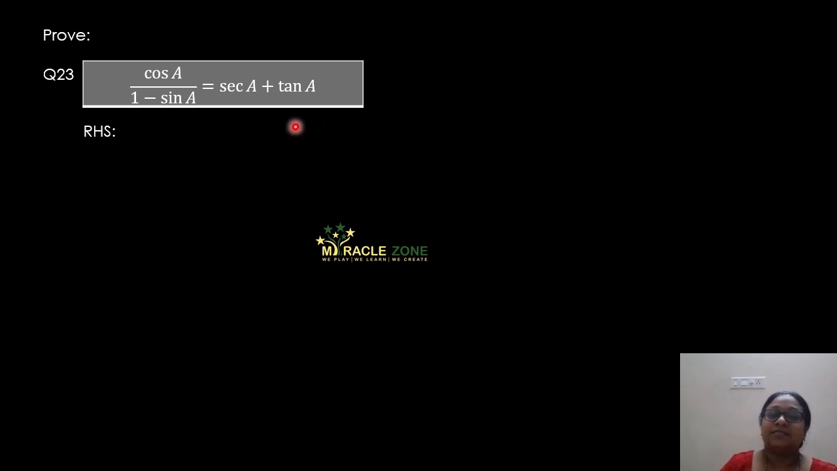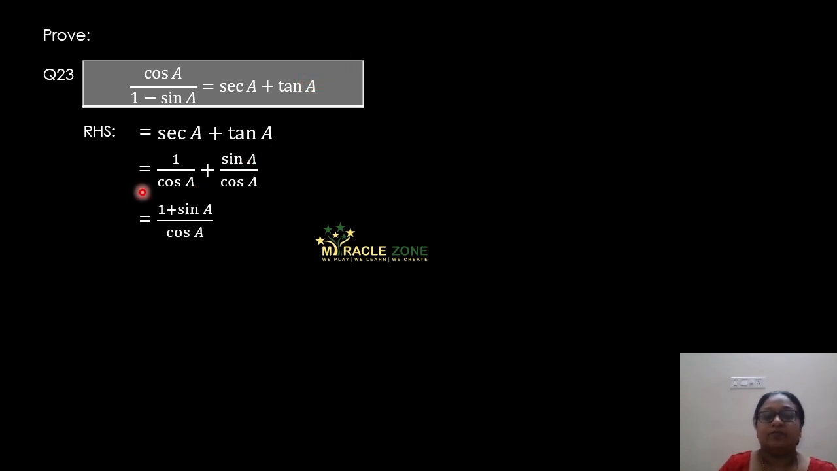So here let's take the RHS. What is RHS? SecA plus tan A. How can you write secA? SecA is 1 by cos A and tan is sin by cos. What is the LCM here? It is cos A. As the denominators are the same, you can write 1 plus sin A by cos A. So how will you proceed from here? You need to multiply 1 minus sin A to the numerator and the denominator.